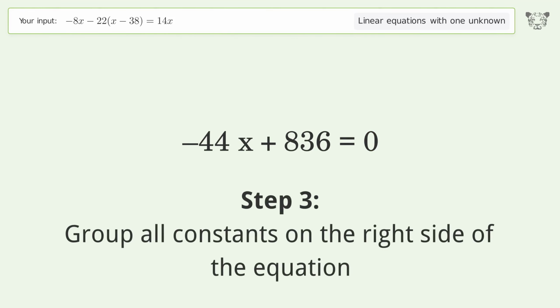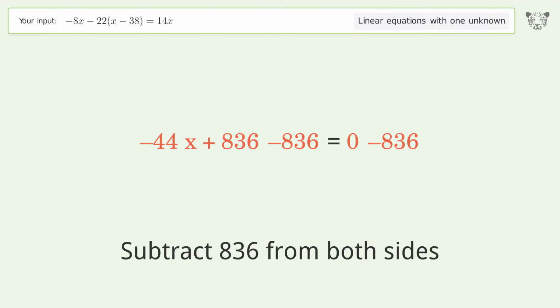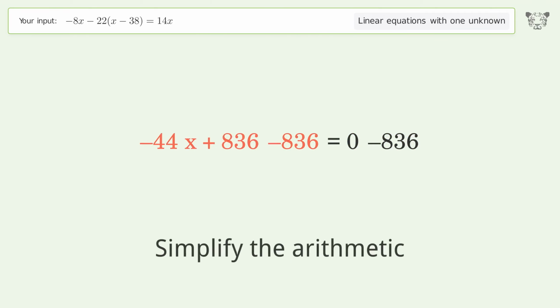Group all constants on the right side of the equation. Subtract 836 from both sides. Simplify the arithmetic.